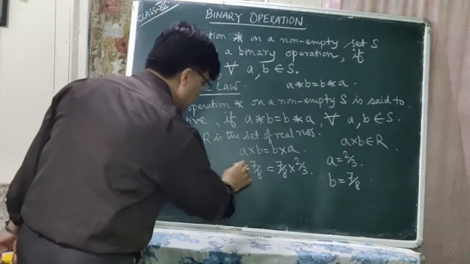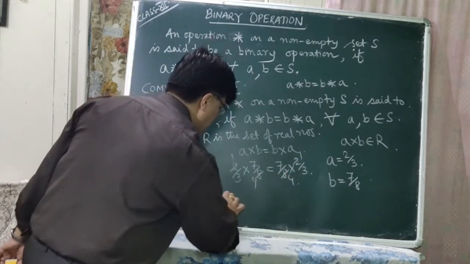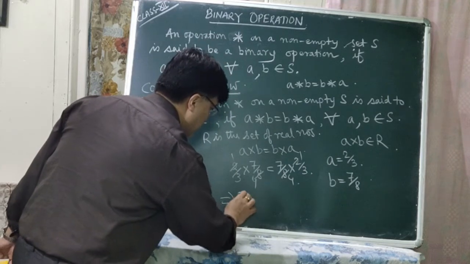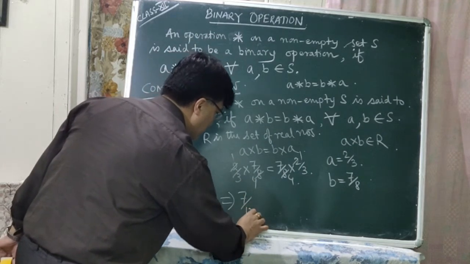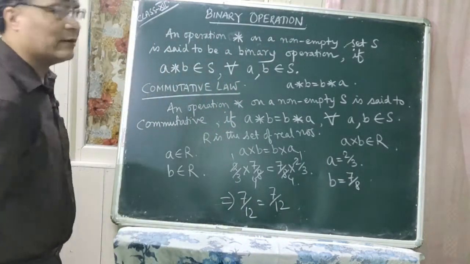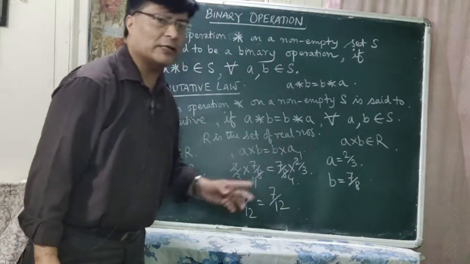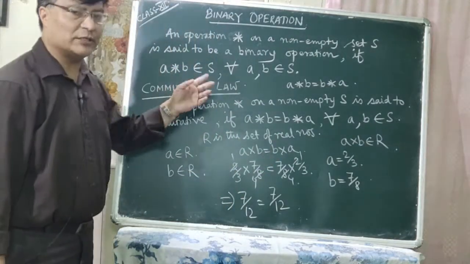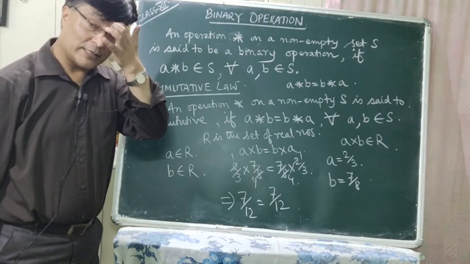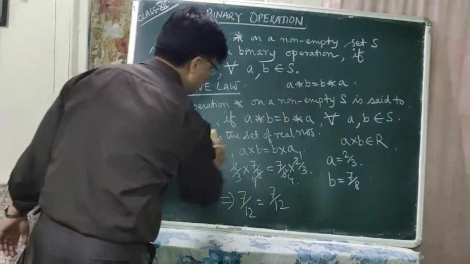That is, 2 ones are 2, 2 fours are 8. Here also 2 ones are 2, 2 fours are 8. Which implies that 7 by 4 threes are 12 is equal to this, which is also 7 by 4 threes are 12. So that means they are equal. That is, this multiplication operation satisfies the commutative property. So I think you have understood it. Okay, so let us take another example.